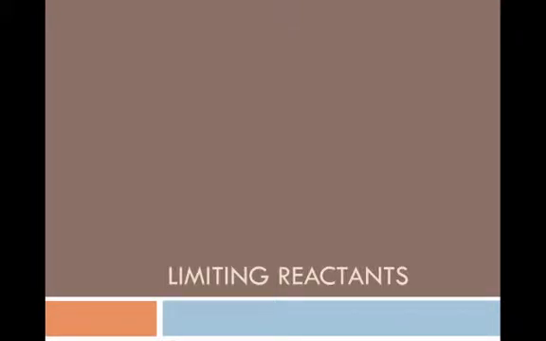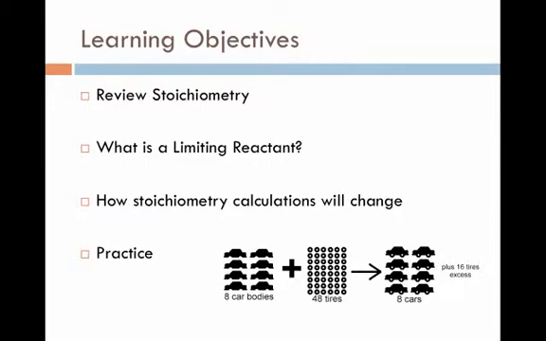In this video, we're going to discuss the determination of a limiting reactant in a chemical reaction and the ability to calculate the amount of product formed based on that limiting reactant. This is going to be a follow-up to what we've already done with stoichiometry. If you have not yet watched the video and feel comfortable with stoichiometry calculations, I recommend reviewing that topic first before continuing. Here's a quick run through of the learning objectives in this video.